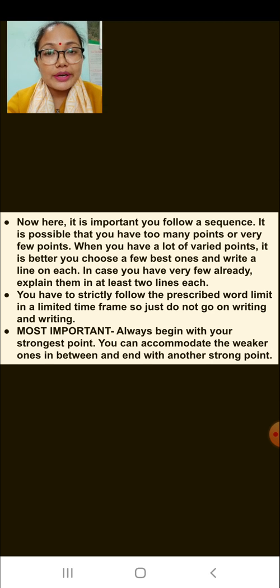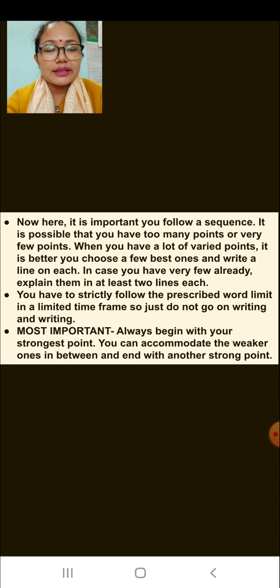Now the fourth point that you should consider while writing the body or the content of the speech is you have to strictly follow the prescribed word limit in a limited time frame. So just do not go on writing and writing, means you should not exceed the word limits. If it is 100 to 150, you should write in between 100 to 150 only.